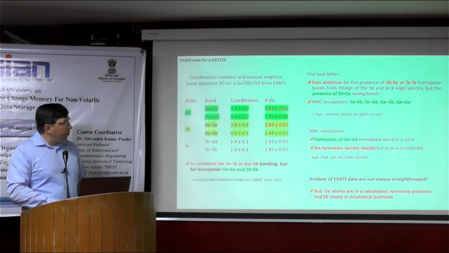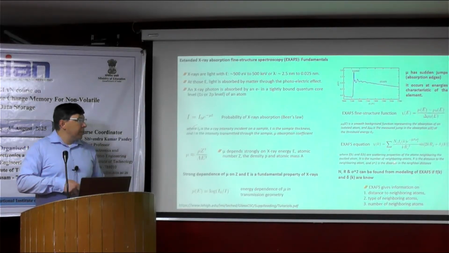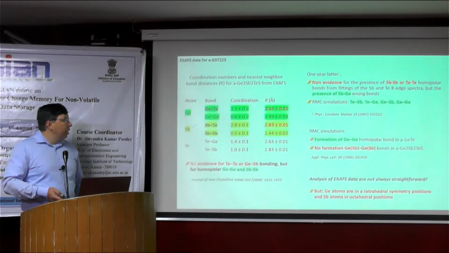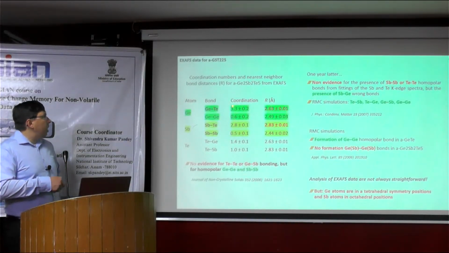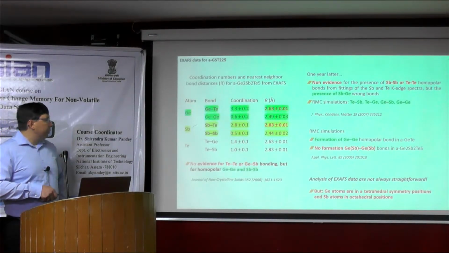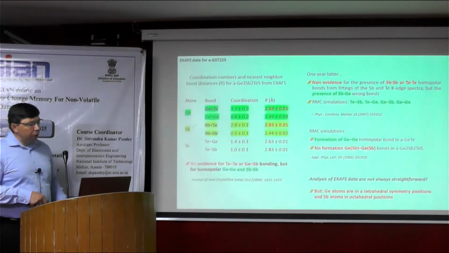So as you can see from this analysis, it's really challenging to analyze some data, and it can be seen in the different experimental data. Here, for example, for GST225, they found different bond distances and coordination numbers, but they didn't find evidence for tellurium and germanium-tellurium bonding. But some found some homopolar germanium and antimony bonds.